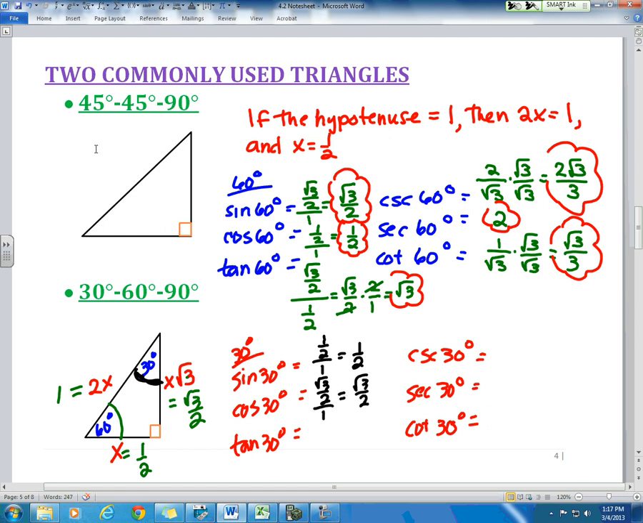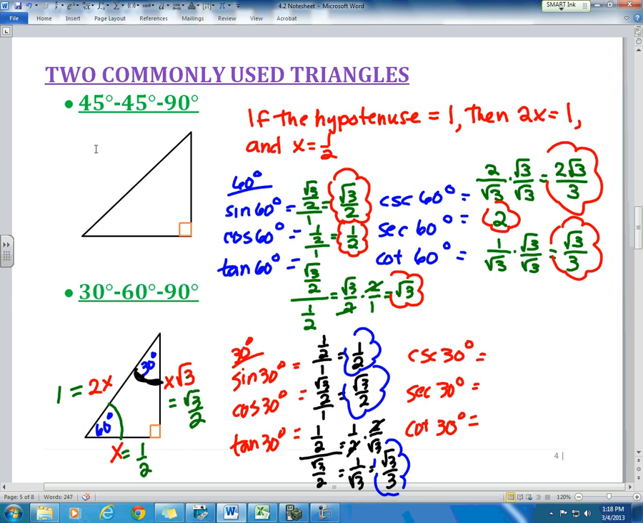Tangent is opposite, 1/2, over adjacent, radical 3 over 2, which will simplify into 1/2 times 2 over radical 3, which gives us 1 over radical 3. And if we rationalize that, we get radical 3 over 3. There's a lot of simplification involved in that step. So, 3 base trigonometric ratios: sine of 30 is 1/2, cosine of 30 is radical 3 over 2, and tangent of 30 degrees is radical 3 over 3.